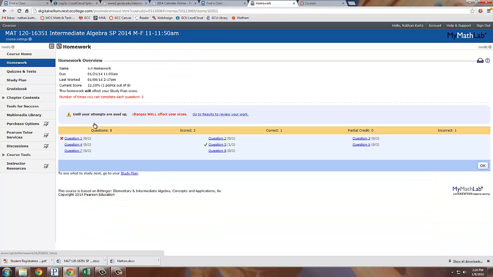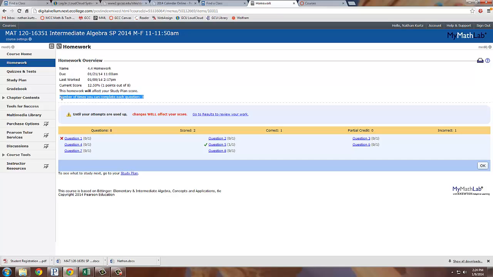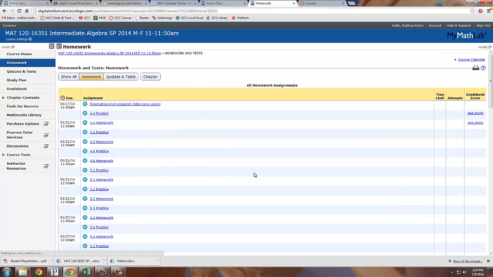You get 3 attempts at every single problem, so make sure if you do enter an answer 3 times and it's not right, that you reload the problem and get credit for it. You can access this as many times as you want until the due date of the assignment to make sure you get 100%. So if you have any questions with MyMathLab, please let me know.